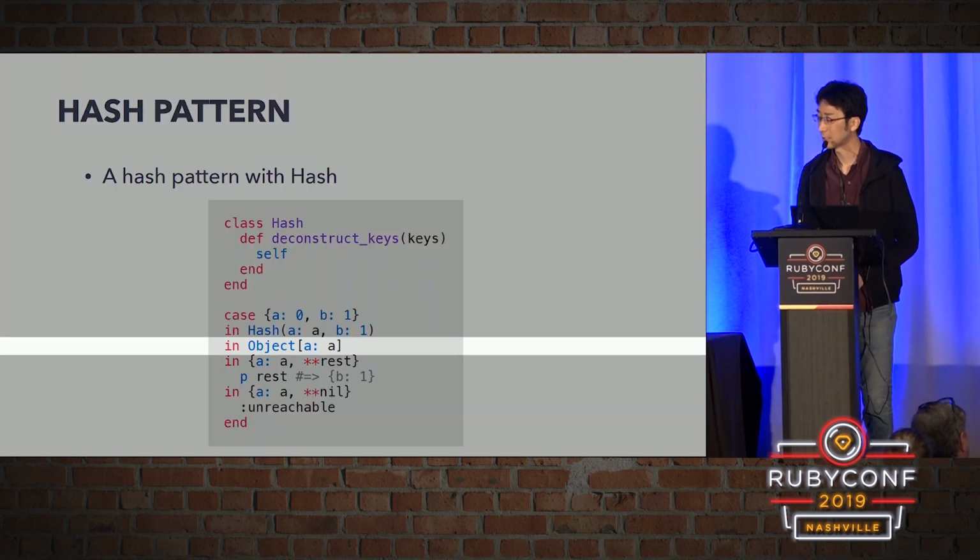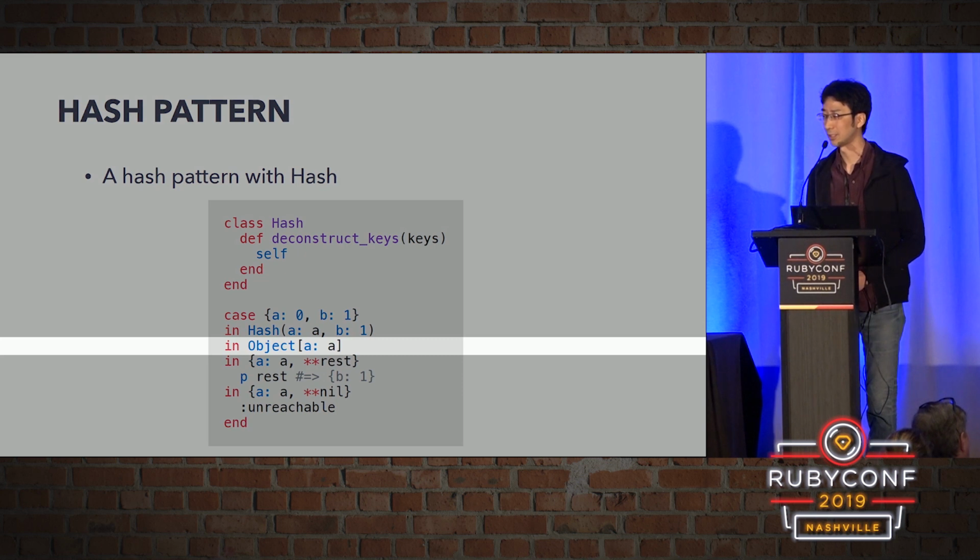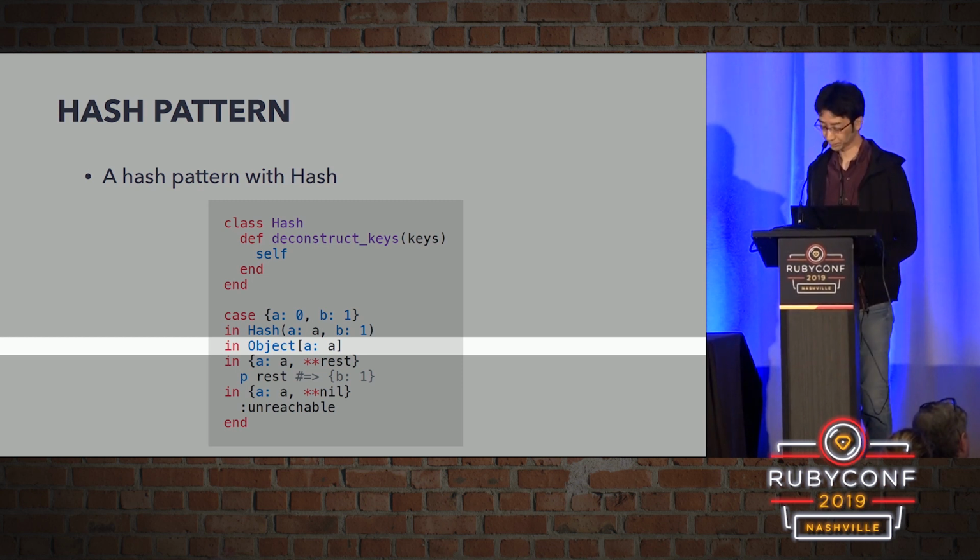But the second pattern needs some explanation, I think. This pattern has only one key, a, but the given object has two keys, a and b. But this pattern matching succeeds because hash pattern requires that the pattern is a subset of the specified object.